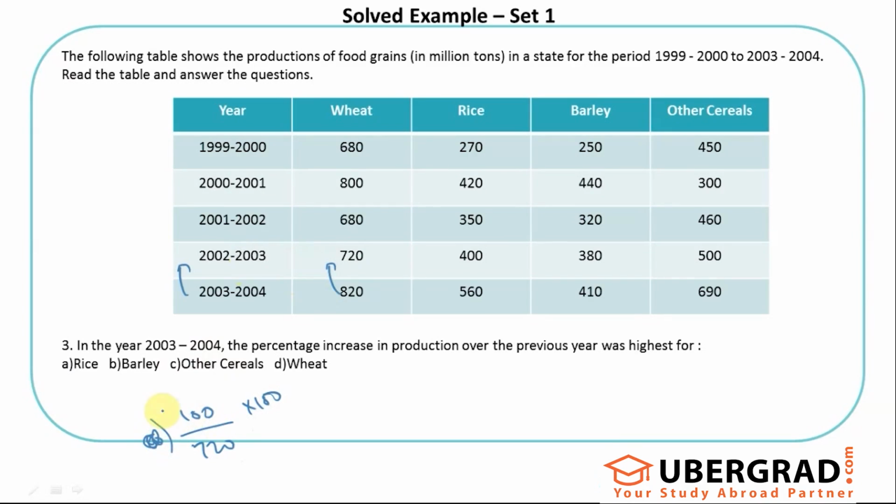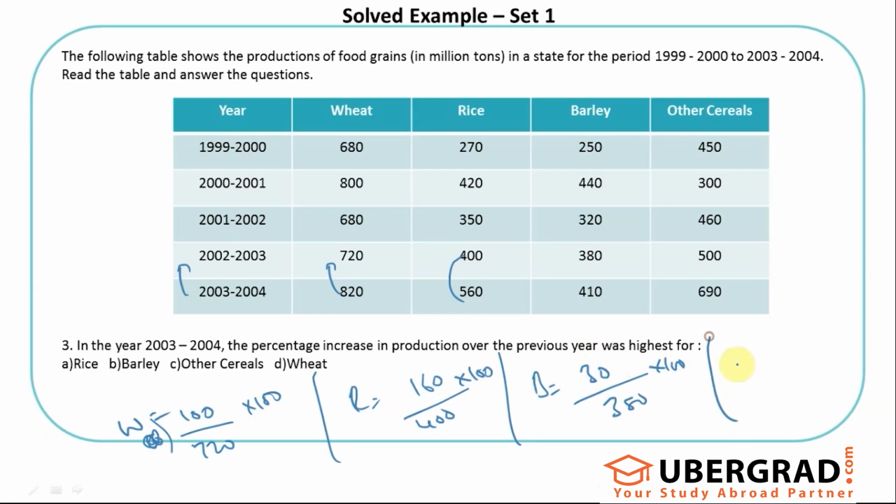Sorry, that is wheat. What about rice? 160 is the change by 400 into 100. What about barley? 380 to 410, that's 30 up, by 380 into 100. And what about other cereals? 190 change by 500 into 100.